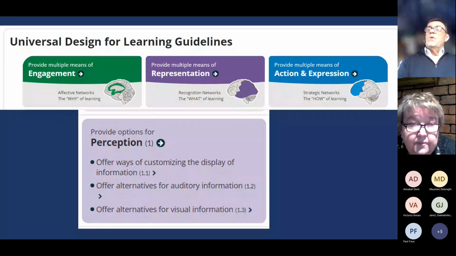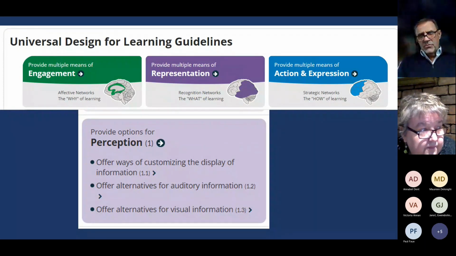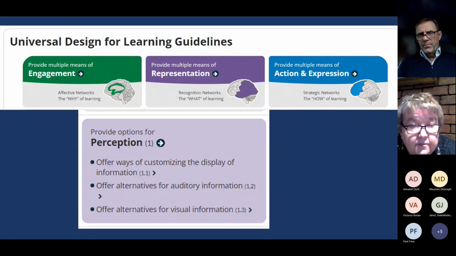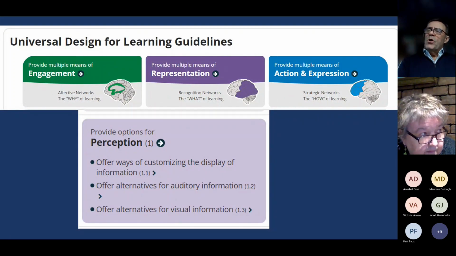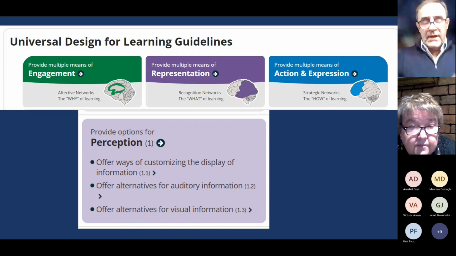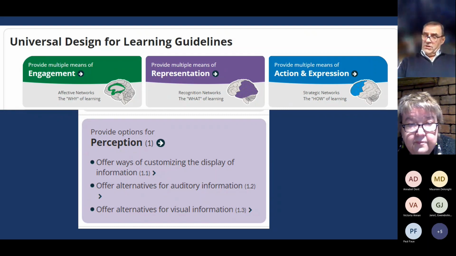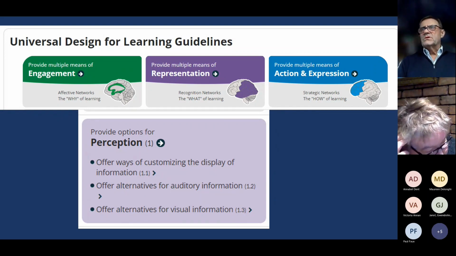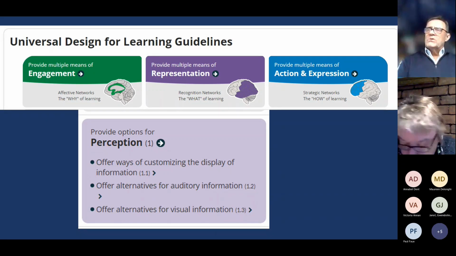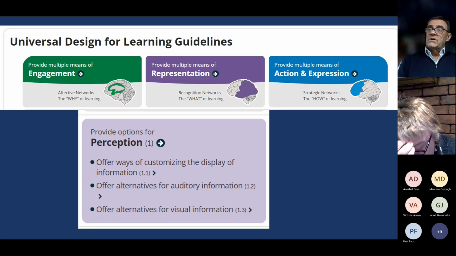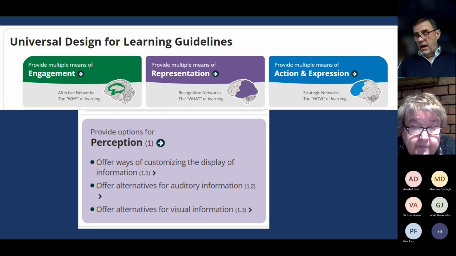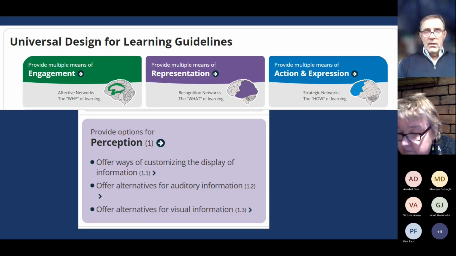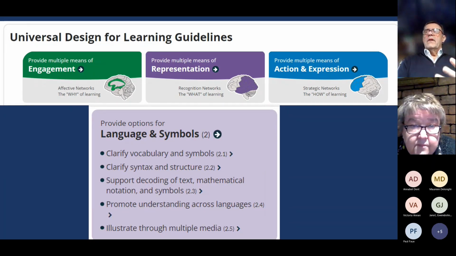Under representation, we have perception. Just to be clear, whilst these are in three columns, there's a degree of overlap between them. So we offer ways of customizing the display of information. That can be that we change font sizes, we change colour contrast, we add subtitles onto videos, that kind of thing. Offer alternatives for auditory information so you can read it. Offer alternatives to visual information, so you can read the transcript as opposed to having to watch the video. Language and symbols.